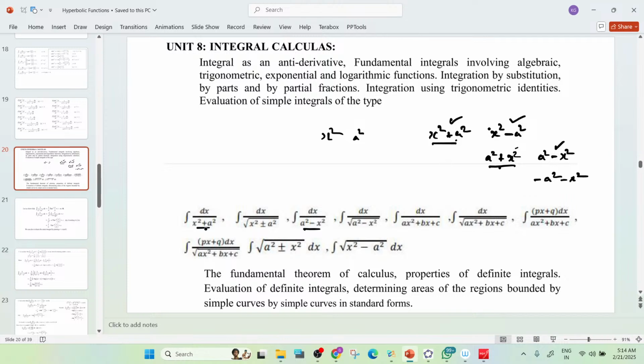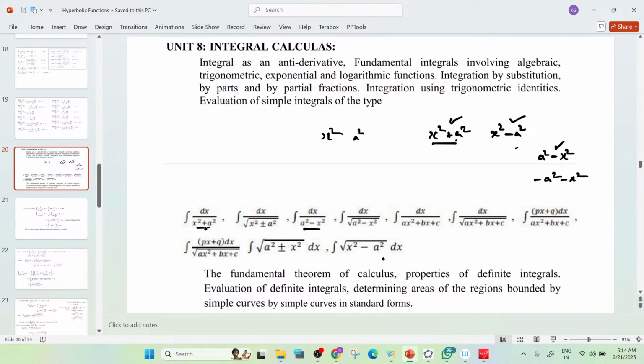So basically, we have these four varieties; these are anyway the same. But you can see here you have got only two varieties. Here you can see x square plus a square, x square minus a square, and a square minus x square. There are only three varieties. Why is the fourth one missing?